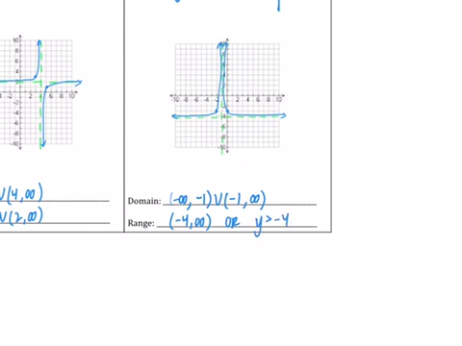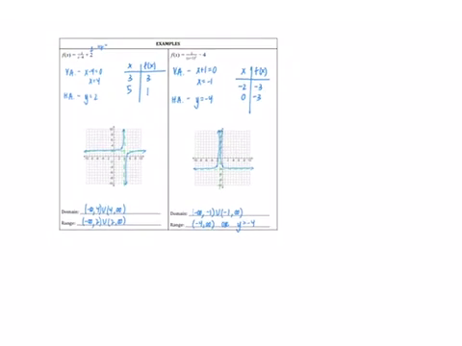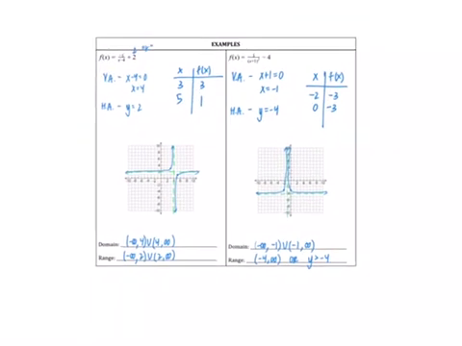Either way. So that's how you graph rational functions. That's the basis of what we are doing.